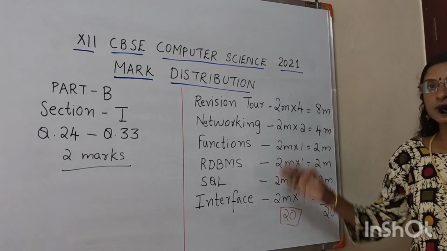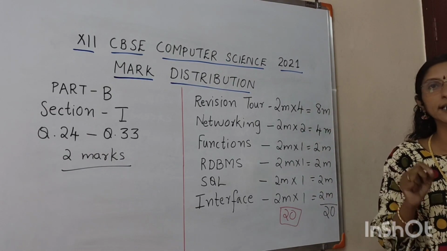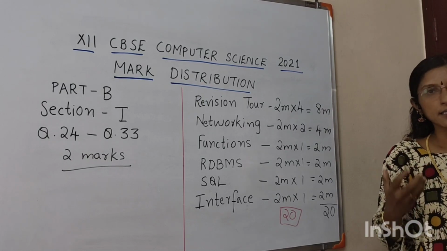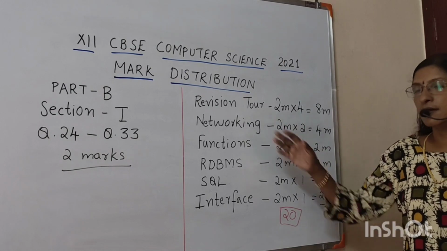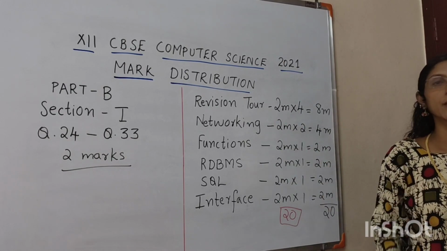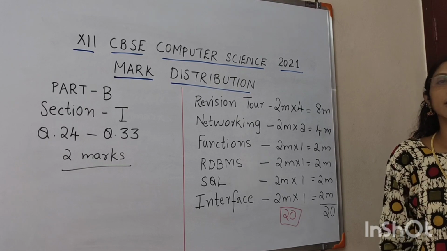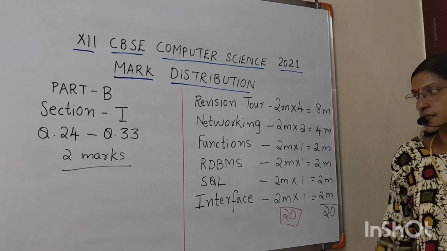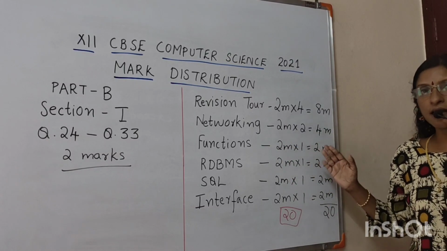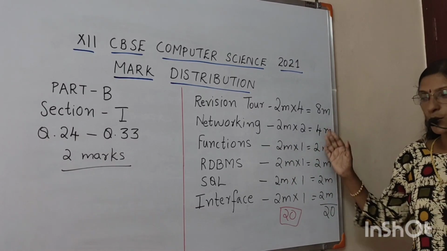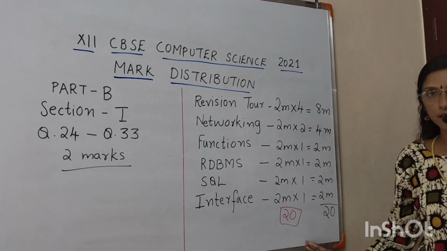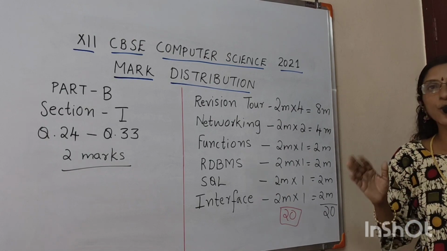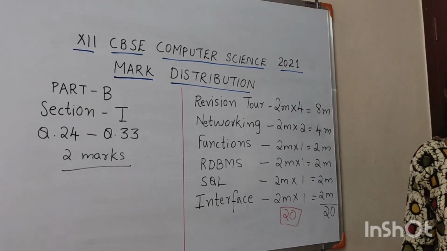From revision tour we can expect error corrections, then evaluating an expression, such type of application questions. From the networking part, full forms will come, then some of the theory concepts will be asked. From functions, theory will be asked, definitions regarding functions. So the total marks in this section is 20 marks. All the questions are compulsory. There is no choice in this section.